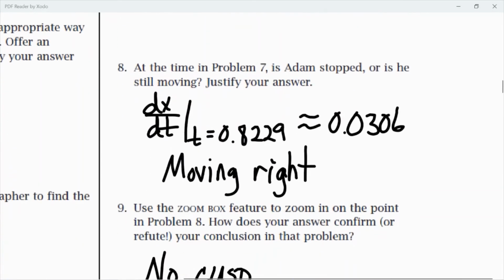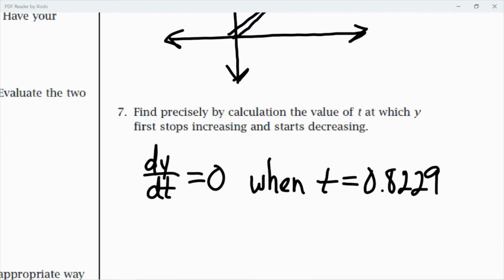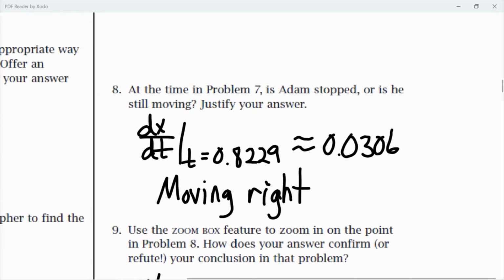Okay, number 8. At the time in problem 7, is Adam stopped or is he still moving? So I'm taking the time from question number 7, and asking what's dx/dt at that point in time? Well, dx/dt is really small, but it's not 0. So he didn't actually stop. He just stopped moving in the y direction, but he's still moving very slightly in the positive x direction. So in order to have a complete stopping point when you're talking about motion in parametric form, both dx/dt and dy/dt have to be 0 at the exact same moment in time.